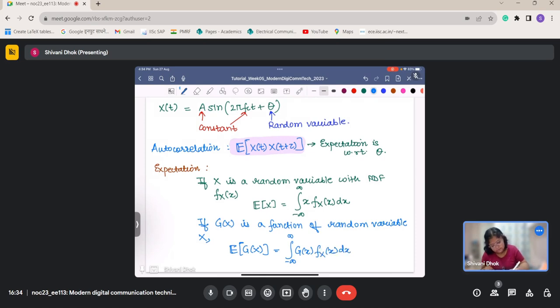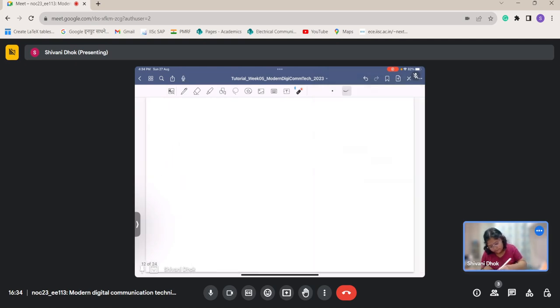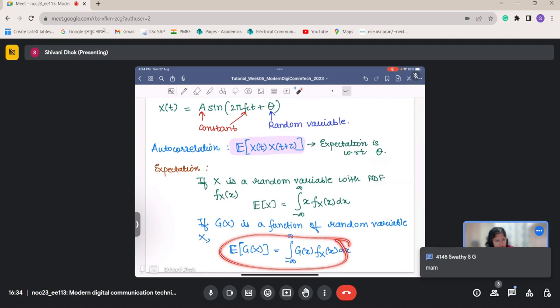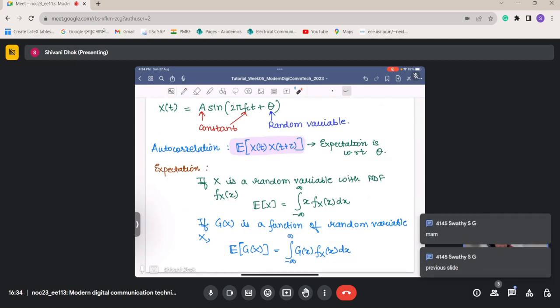Now if we look carefully here, this is your expectation of x of t into x of t plus tau, and this expectation is with respect to this random variable theta, and x of t is a function of theta, which means that x of t into x of t plus tau is a function of this random variable theta. So how will we find this expectation? Similar to this equation which I have mentioned here, this one.